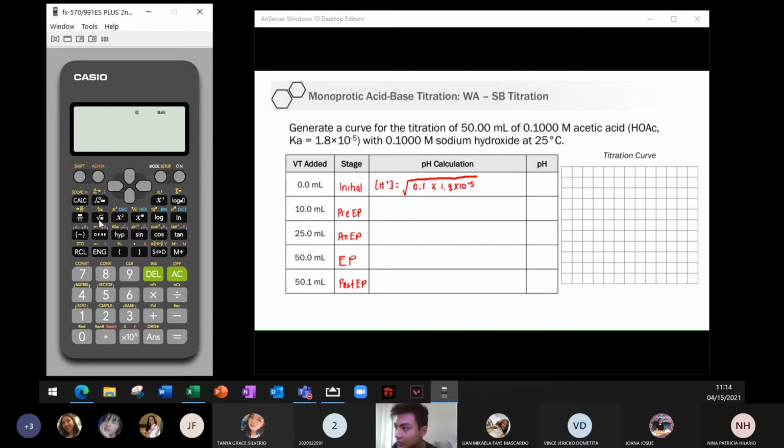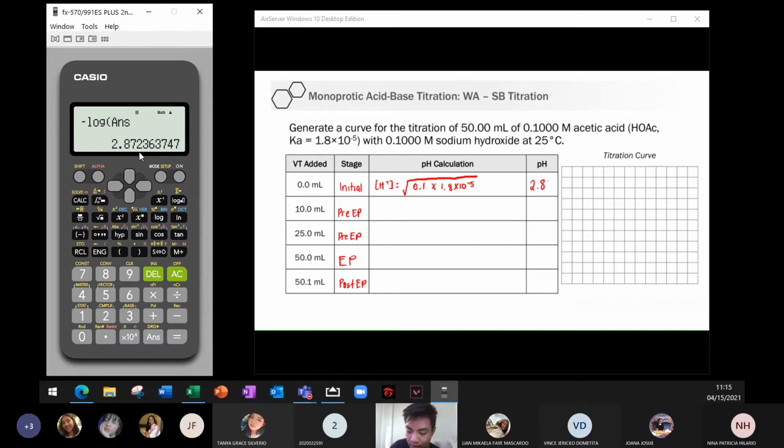Yan. The square root of Ka times Ca, so 0.1 times 1.8 times 10 raised to negative 5. So this is the concentration of acid. Negative log of the answer is the pH. Okay? Ginanito ko na para alam nyo kung ano yung pinagpipindot ko sa calcu ko. Pagpapahingahin ko muna ang calcu ko. So yan. So para alam nyo rin yung ginagawa ko sa calcu.